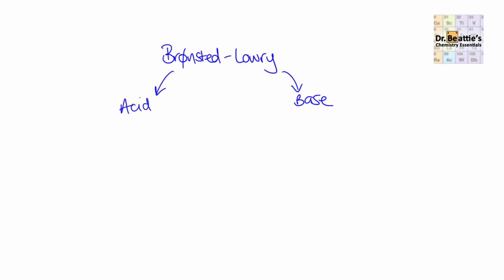So firstly, we've got to talk about the Bronsted-Lowry definition of an acid and a base, and this all centers around the idea of a proton or a H+. Now, acids are known as proton donors, so they release a proton or a H+.